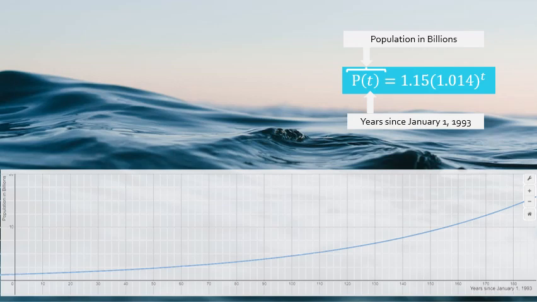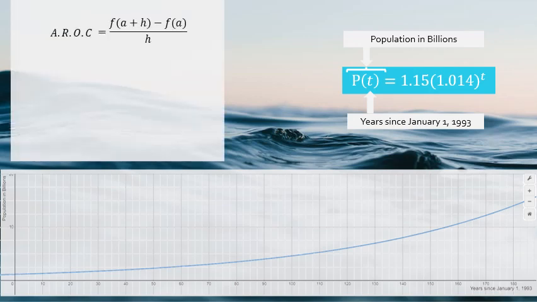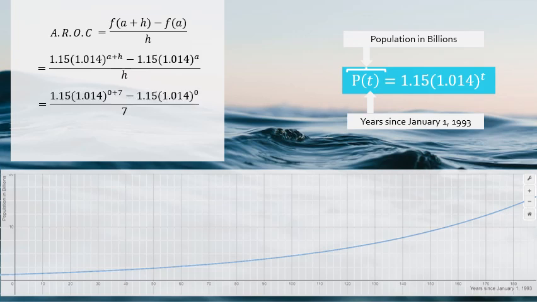The other important note is that because the variable in this function is an exponent, I don't currently have the tools to figure out the derivative algebraically. We can still use the formula to compute averages, though. For example, if we wanted to know the average rate of change in the population between January 1st, 1993 and January 1st, 2000, we can just plug the function into our equation and compute. For January 1st, 1993, t is going to equal 0, and January 1st, 2000 is 7 years later, so we'll just set h equal to 7.